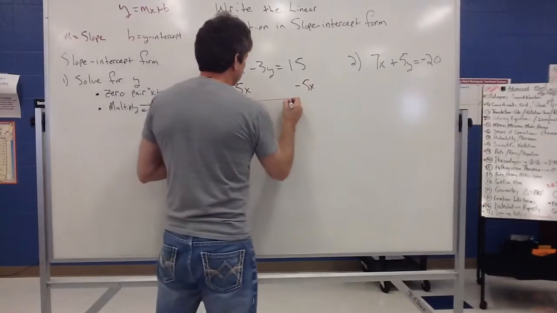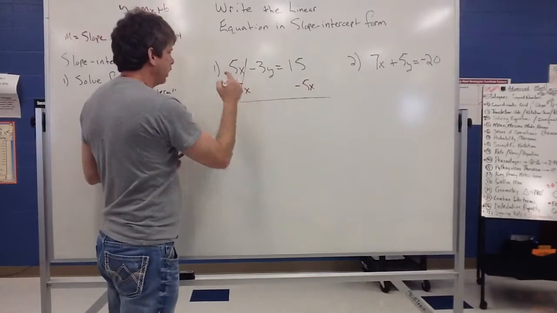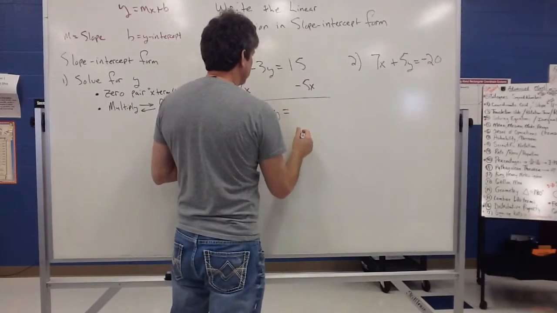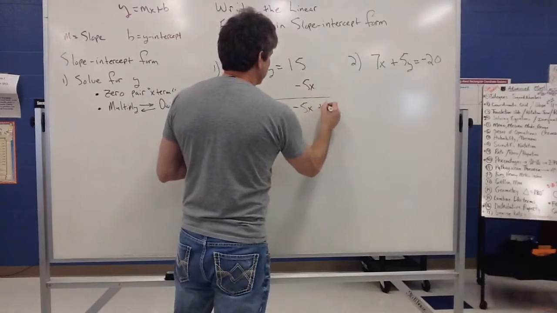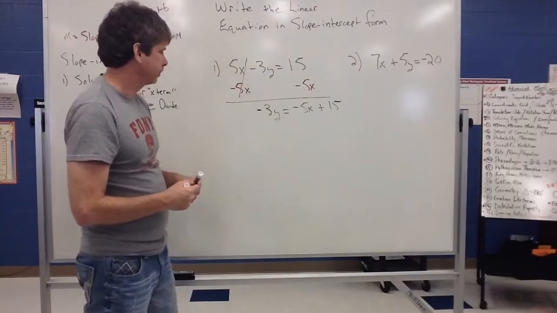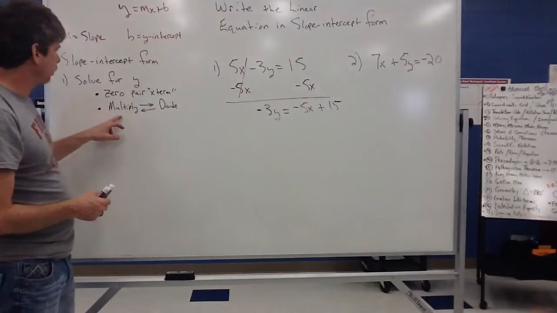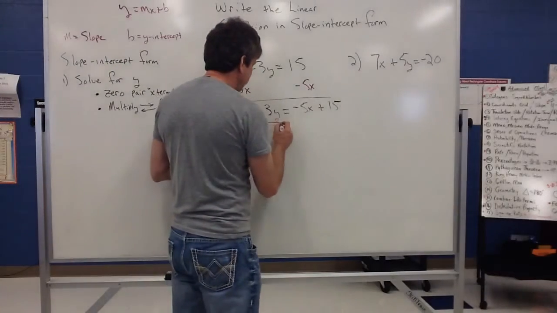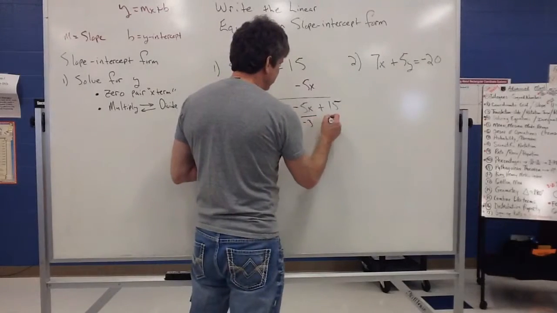So we now see that this 5x and negative 5x are going to zero out. This is going to give me my negative 3y is equal to, and these aren't like terms, you have negative 5x and a 15. I usually put the x term first and the constant second. So from there, we now want to get rid of this negative 3. This is where we want to use the inverse operation. Since it's multiplication, we want to divide this by negative 3, but we also need to divide this side by negative 3. So we have to divide each term by negative 3.